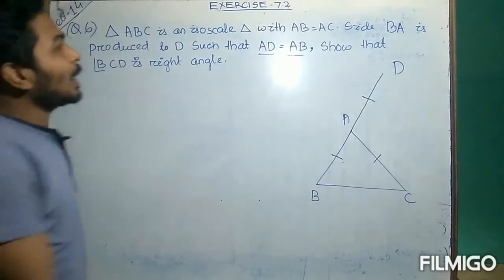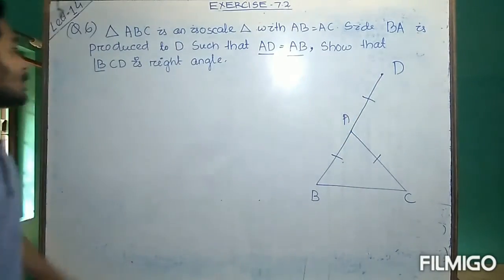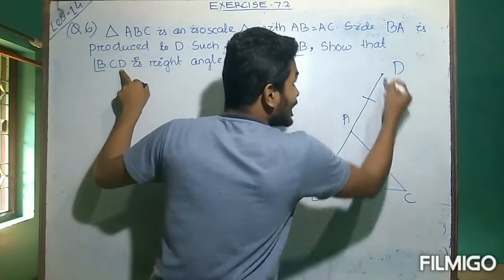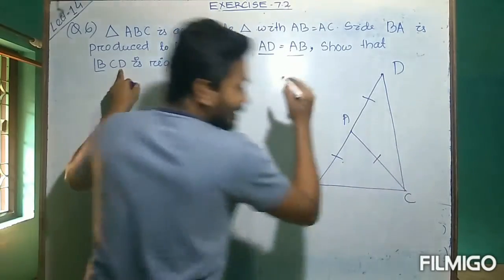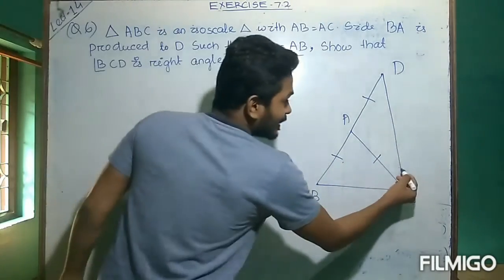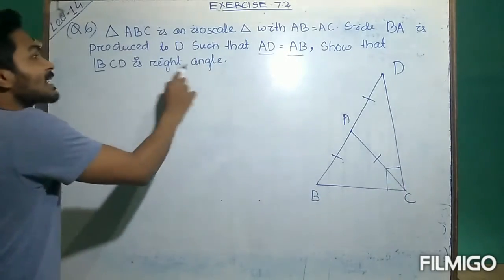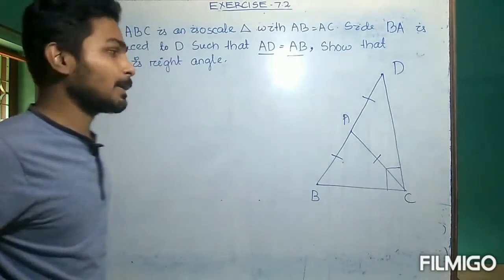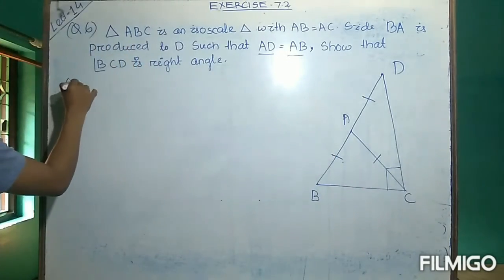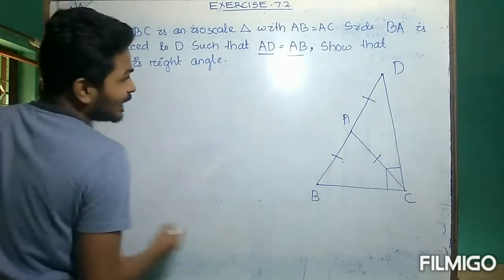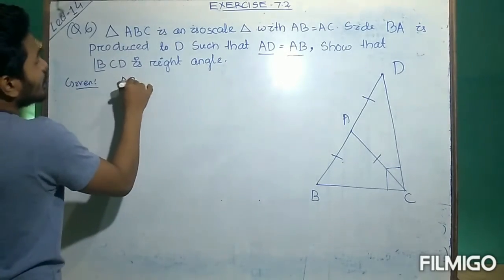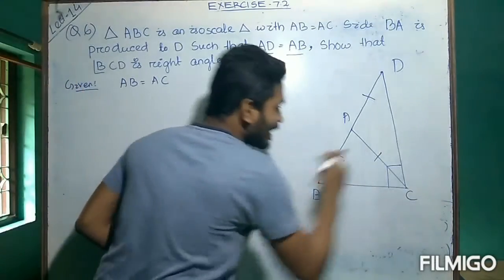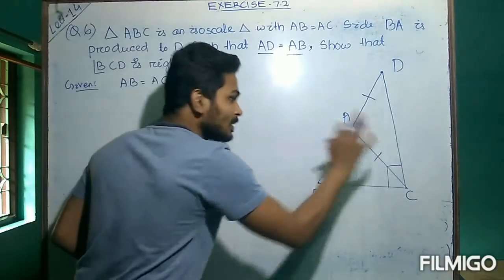Understood? Now, what to prove? We have to prove that the angle BCD, which means we have to join this. We have to prove that the angle BCD is a right angle, meaning angle BCD is 90 degrees. Understood? So let us write what is given. It is given AB is equal to AC, since ABC is an isosceles triangle, and in this triangle this side is equal to this side.